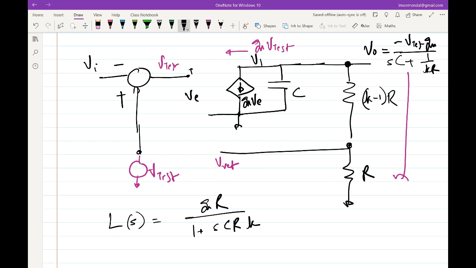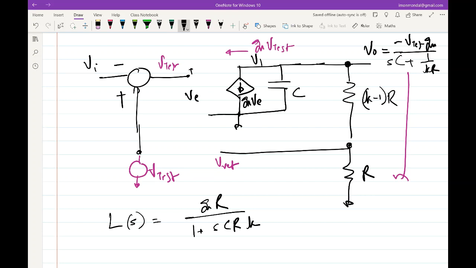No, something is wrong. No, this is fine. One way to do a quick sanity check is if you tend R to infinity, then there is no loading. If you tend R to infinity, you get GM by SCK. So that's what is getting pointed out here.